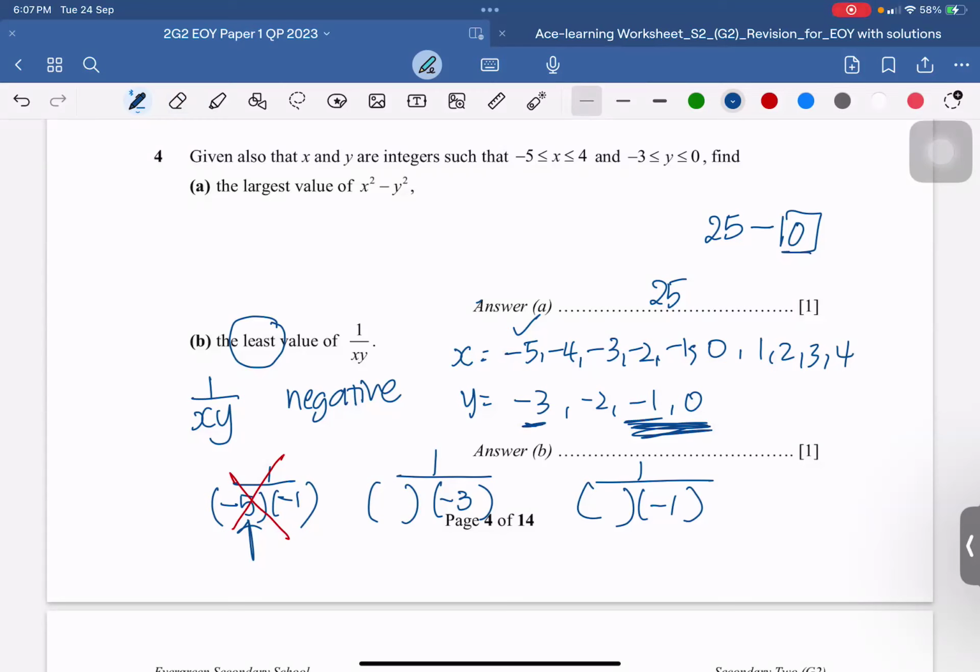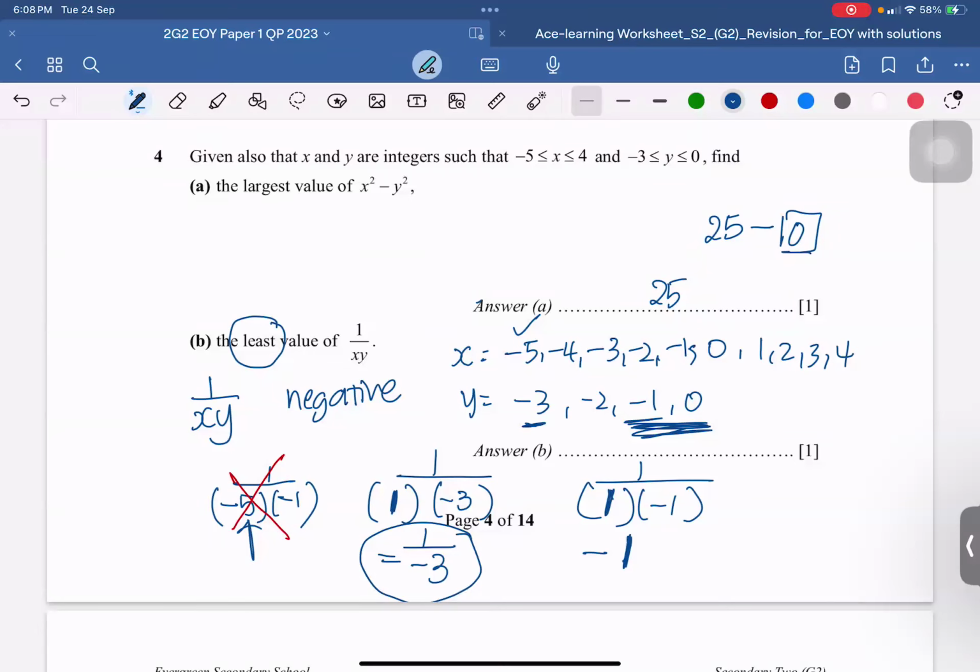1, -1. If I put a -1 again, it will become a negative number. So I put another one. This number will give me 1 over -3, but this one will give me -1 whole. Which one is more negative? Which one is smaller? 1 over -3 is smaller. Are you sure?